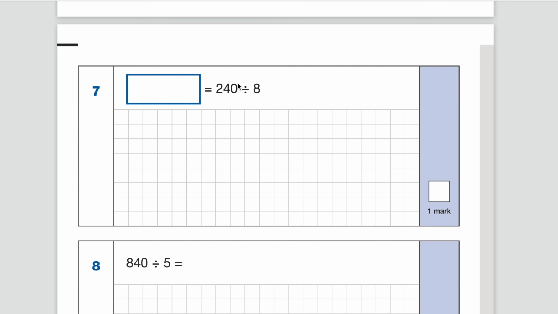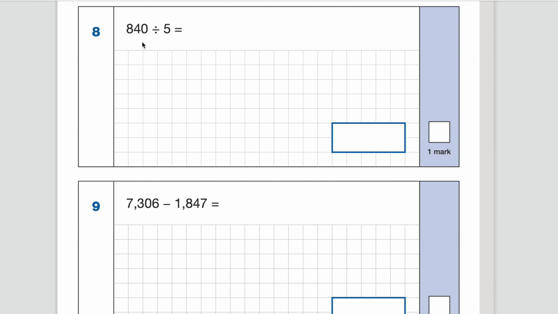So what I would do is I would pretend that 0 is not there and say, what's 24 divided by 8? If you know your 8 times table, you know that is 3. Now, because 240 is 10 times bigger, it's got that 0 on the end, my answer should also be 10 times bigger, so the answer is 30. And you can double check that. 240 divided by 8, you should find the answer is 30.